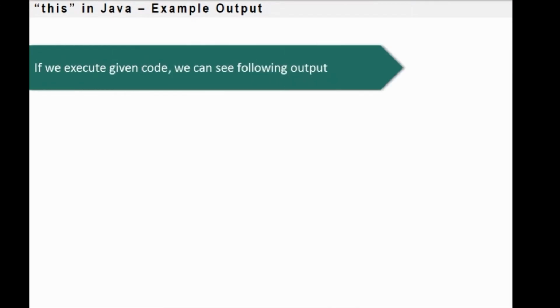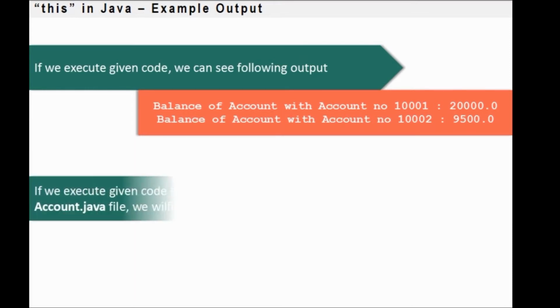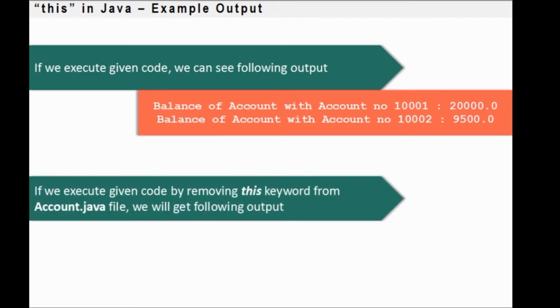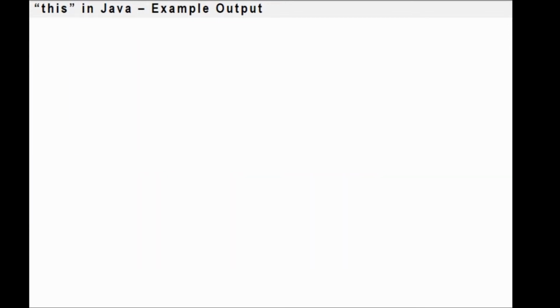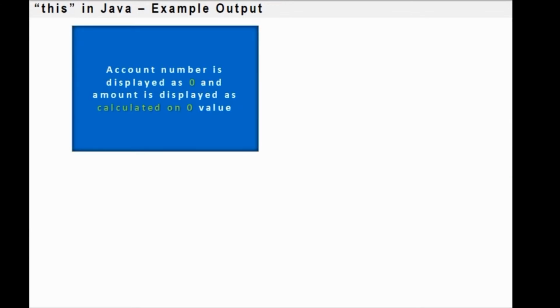If we execute given code, we can see following output. And, if we execute given code by removing this keyword from account.java file, we will get following output. As we noticed, account number is displayed as 0, and the amount is displayed as calculated on 0 value.